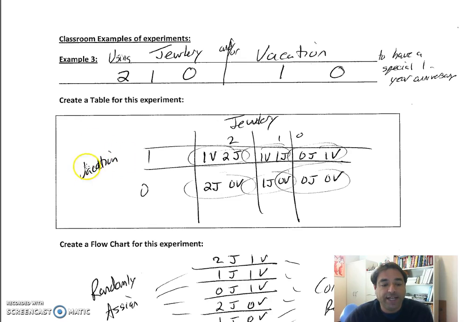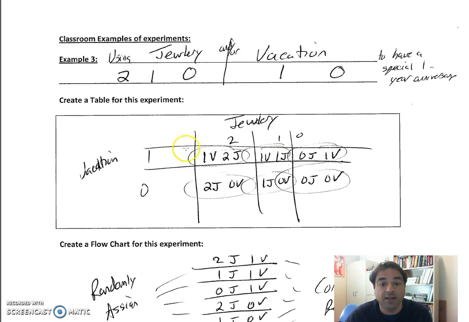So our table would be vacation, level 1, 0. Yes, we go. 0, no, we don't. Jewelry, 2, 1, 0. And this will show our 6 groups that we need, our 6 treatments. So one group will be yes, go on vacation, get 2 pieces of jewelry. Another group would be yes, we go on vacation, 1 piece of jewelry. Another group, yes, we go on vacation, but no jewelry. Fourth group would be 2 pieces of jewelry, but no vacation. Fifth group would be 1 piece of jewelry and no vacation. And the last group, no jewelry, no vacation.